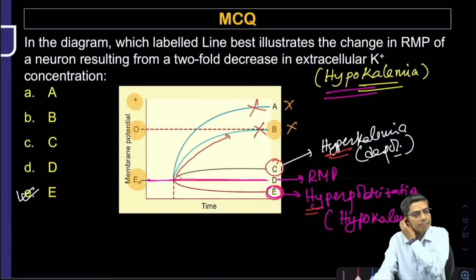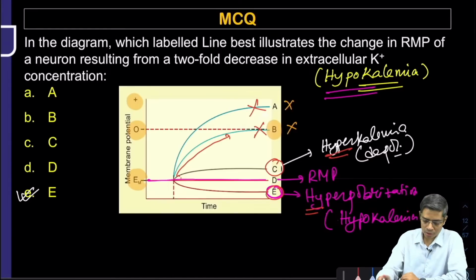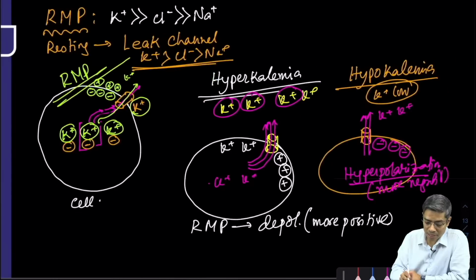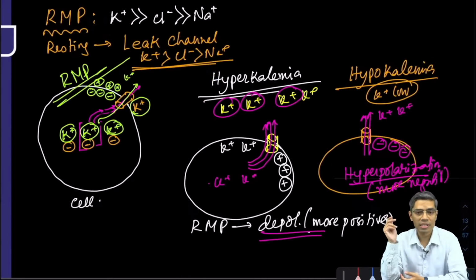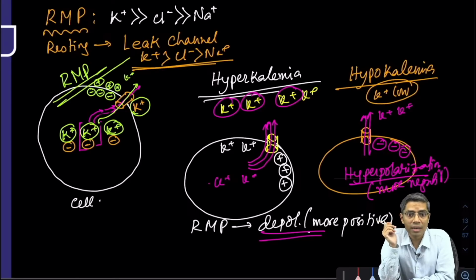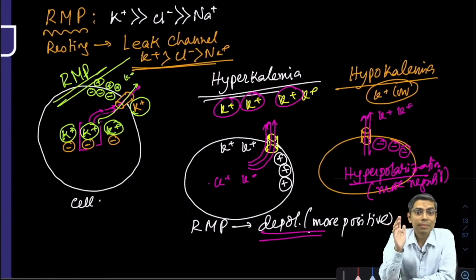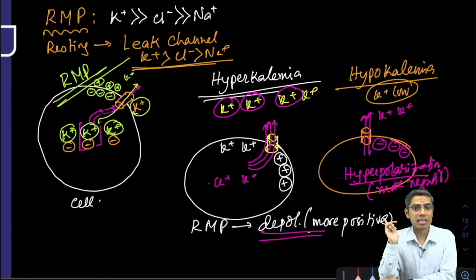Which is more dangerous? Okay, you tell me which is more dangerous. So, hyperkalemia is more dangerous, because whenever there is depolarization, you may think that depolarization is good for the cell membrane because it is easily going to generate action potential, but no. If there is persistent depolarization, they are going to inactivate voltage gated sodium channels.